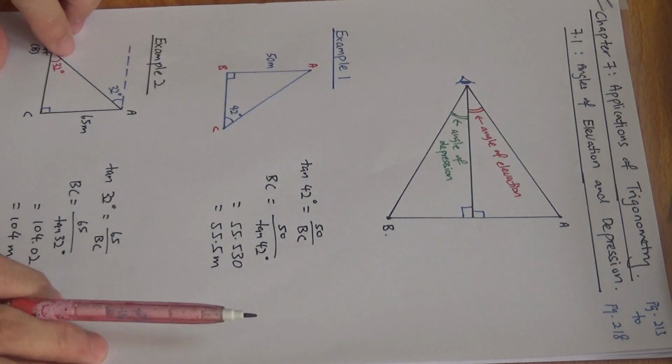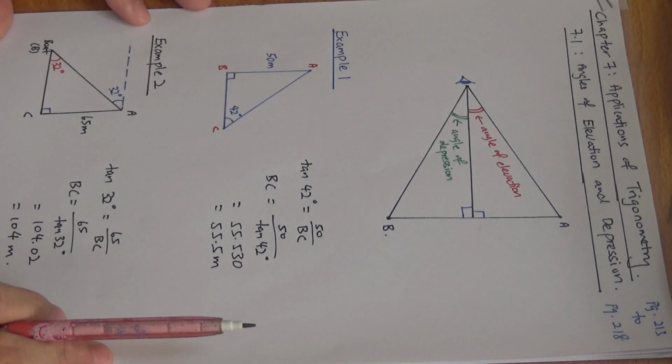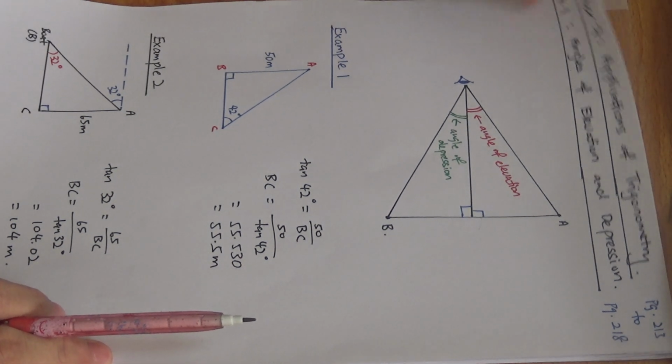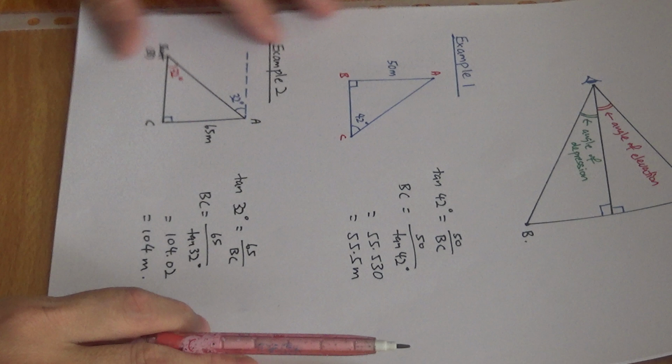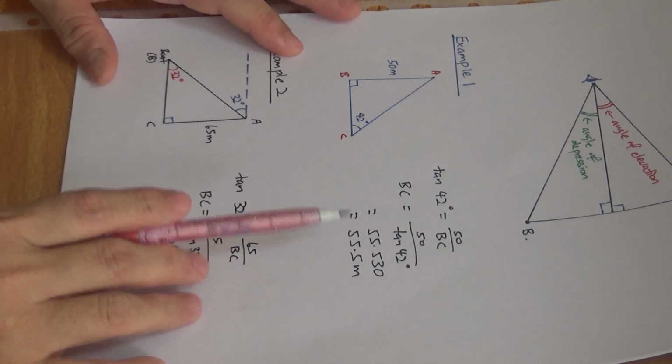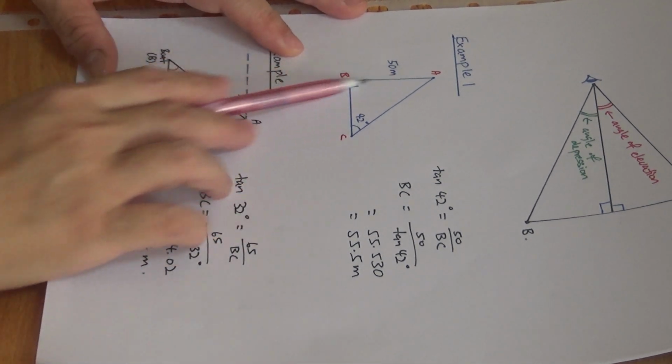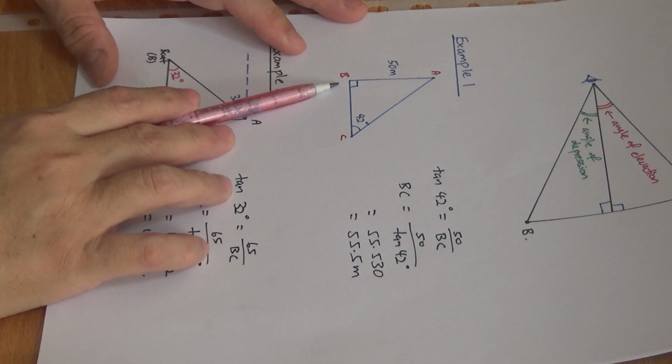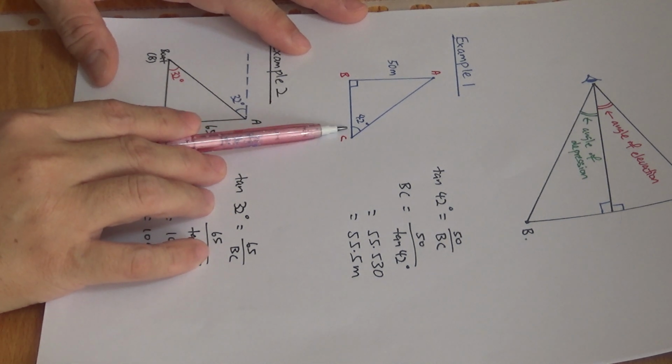Okay, I'm going right now into worked example 1, which is a revision of your Sec 2 work. Now it tells you that a window of a building is 50 meters above the ground. Given that the angle of elevation of the window from a point on the ground is 42 degrees, find the distance of the point on the ground from the foot of the building.